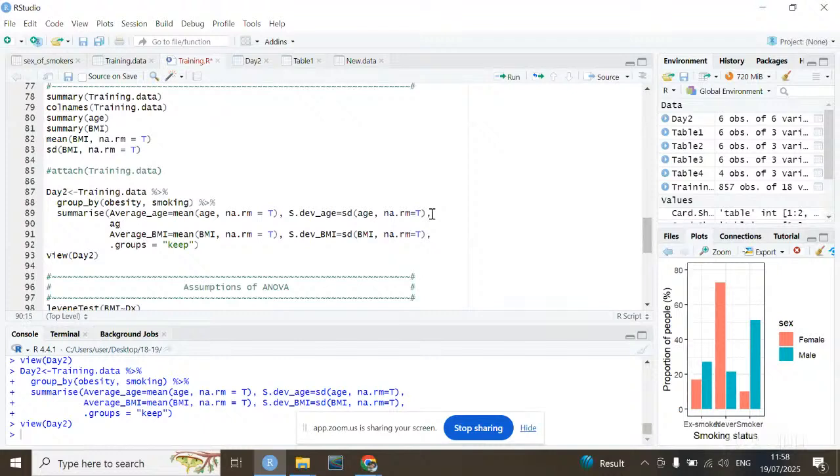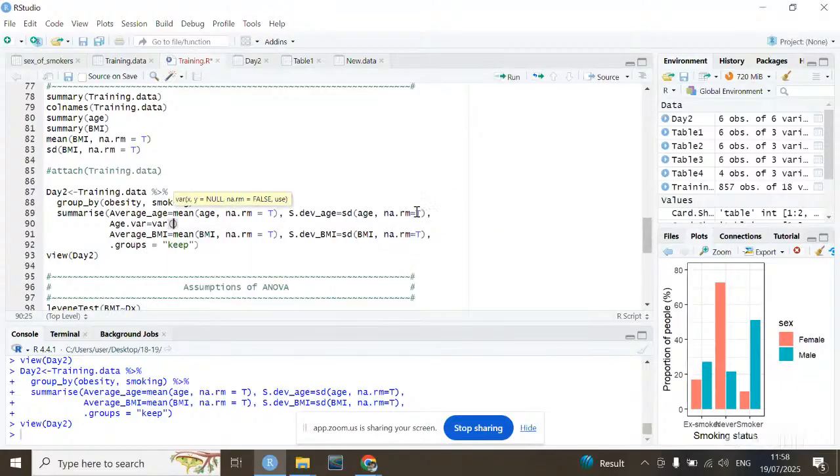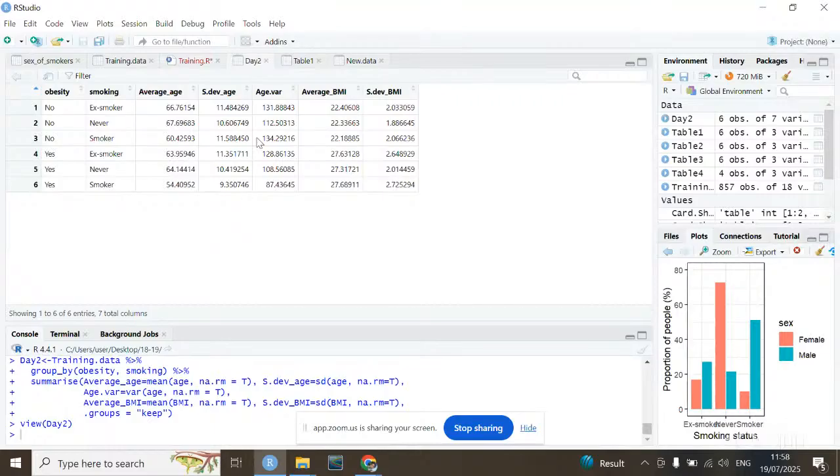You can say H. We create a new heading called H dot variance. Then we put var. Then we use the value for H, the information from the H column, and we remove the missing values. It automatically adds the variance.